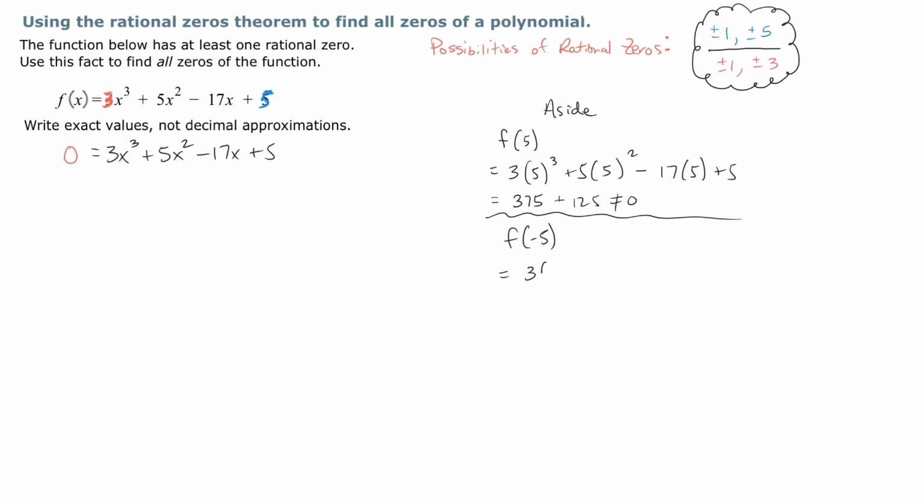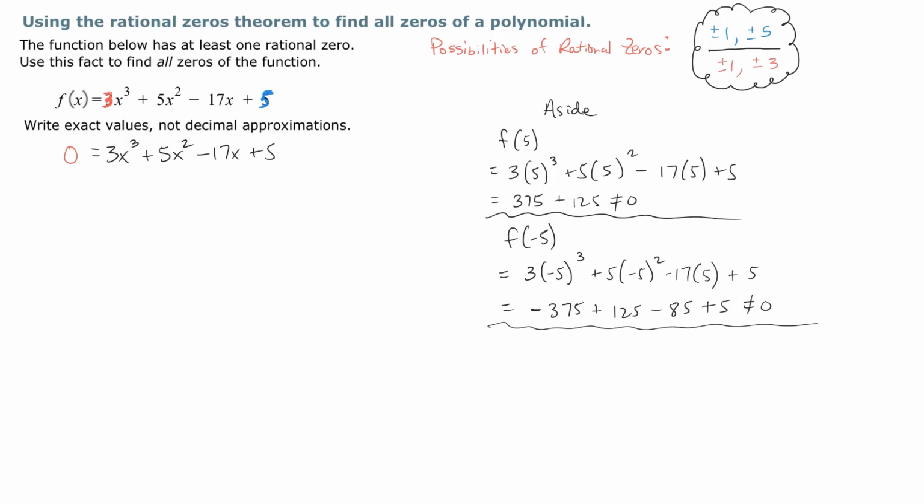Let's try 3 times the quantity -5 raised to the third power plus 5 times -5 squared minus 17 times -5 plus 5. So this is equal to negative, what do we have here? Negative 375 plus 125 minus 85 plus 5. That is not going to work either. Maybe it is -1. Let's try -1.